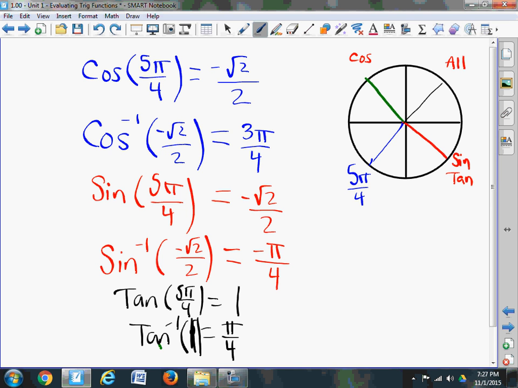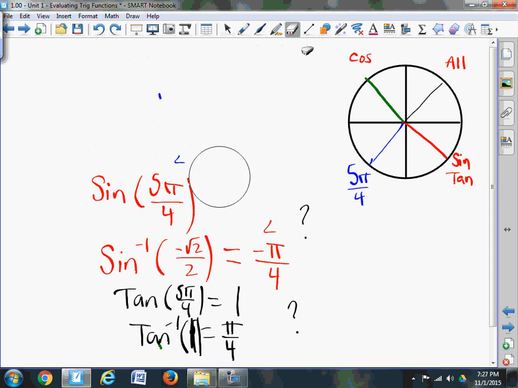But essentially it's limited. Why isn't this coming out 5 pi over 4? That's because 5 pi over 4 is not in the range of any of these inverses. So what are the ranges? They want a continuous one.